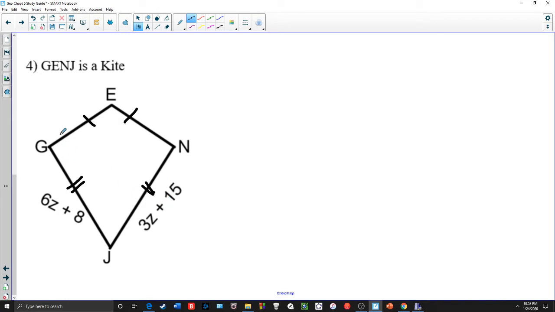So if these two sides aren't congruent, that means these two sides have to be. And usually a kite has either the top 2 and the bottom 2 congruent, or if this was turned on its side, it'd be the left 2 and the right 2 congruent. But in this case, it's pretty clear to see that because they told us it's a kite, the top 2 are going to match up and the bottom 2 are going to match up. So once again, we end up with the case where we just set up 6z plus 8 is equal to 3z plus 15.